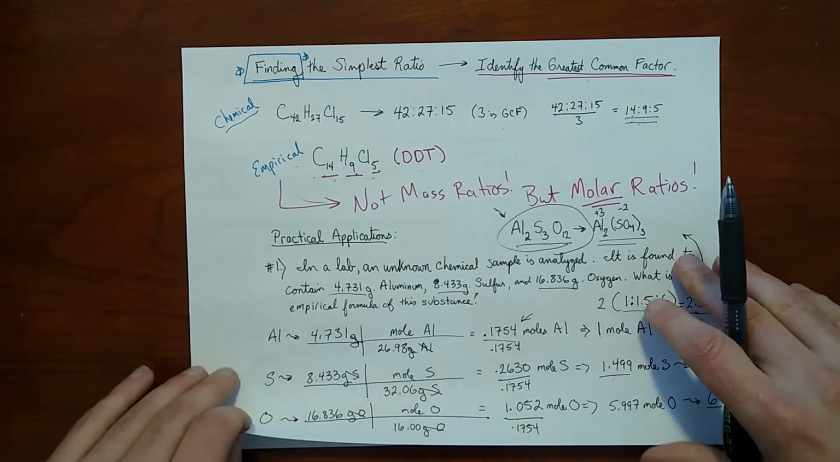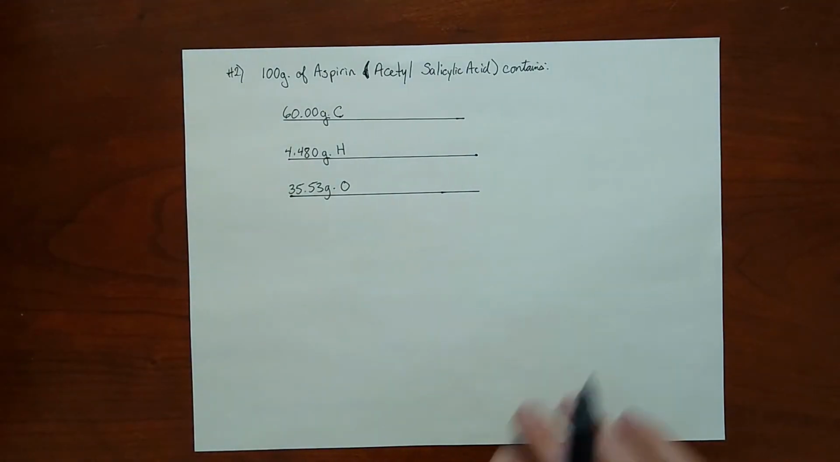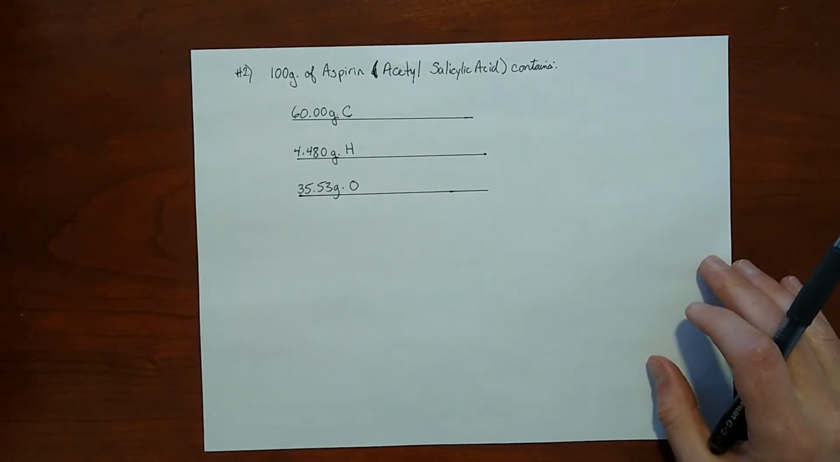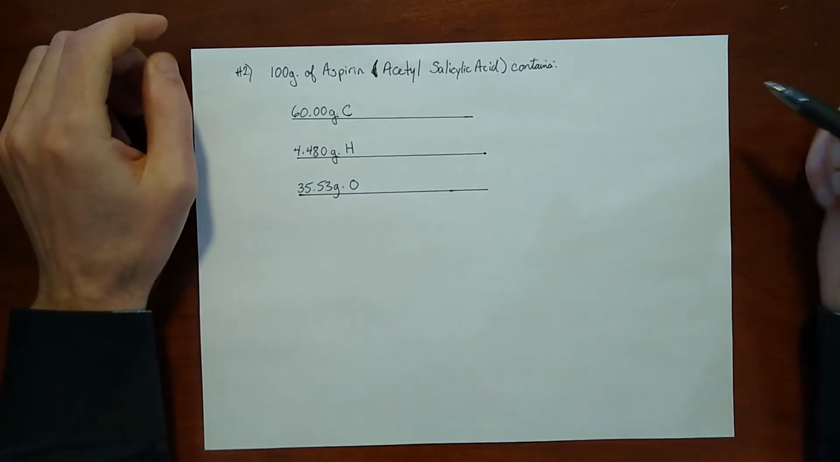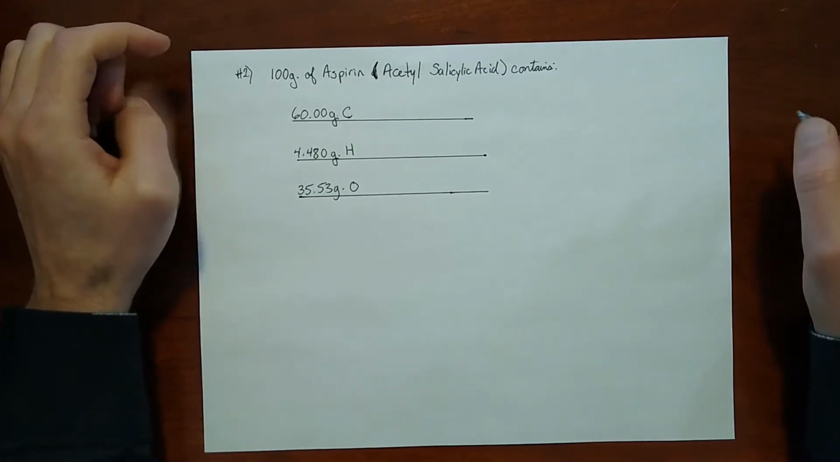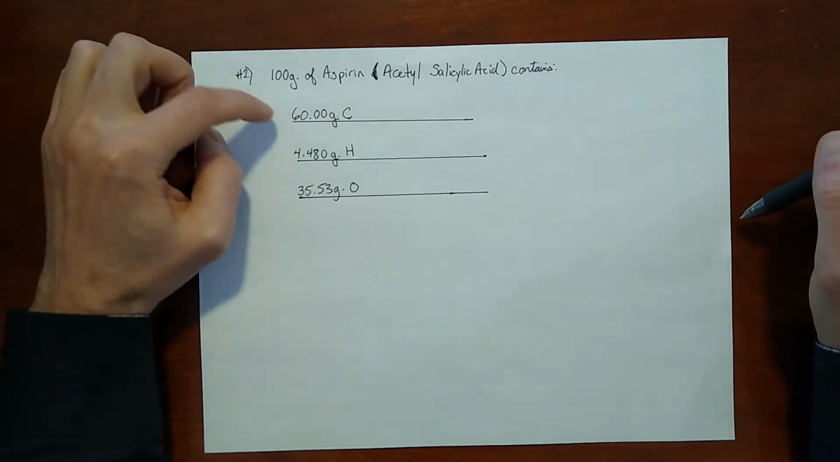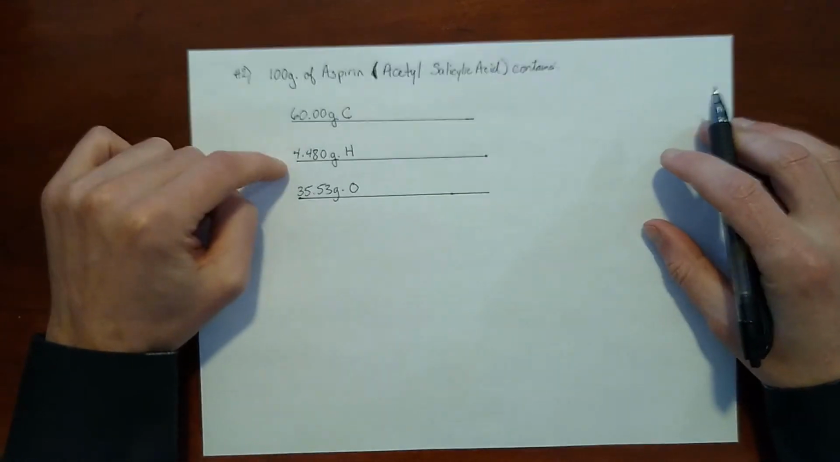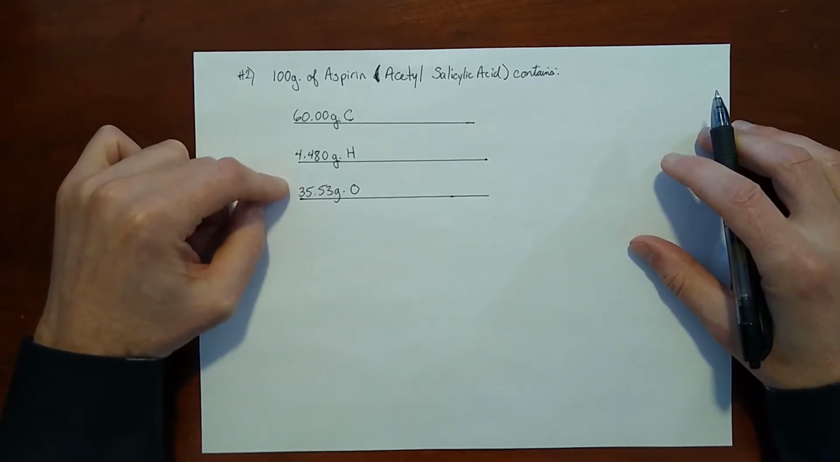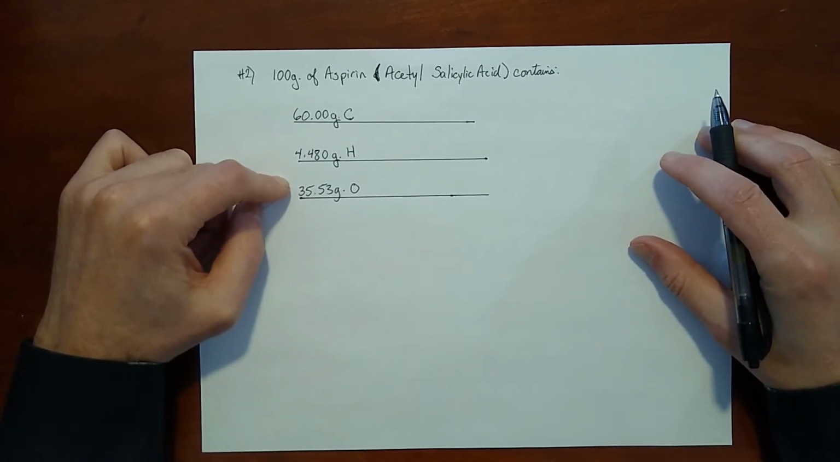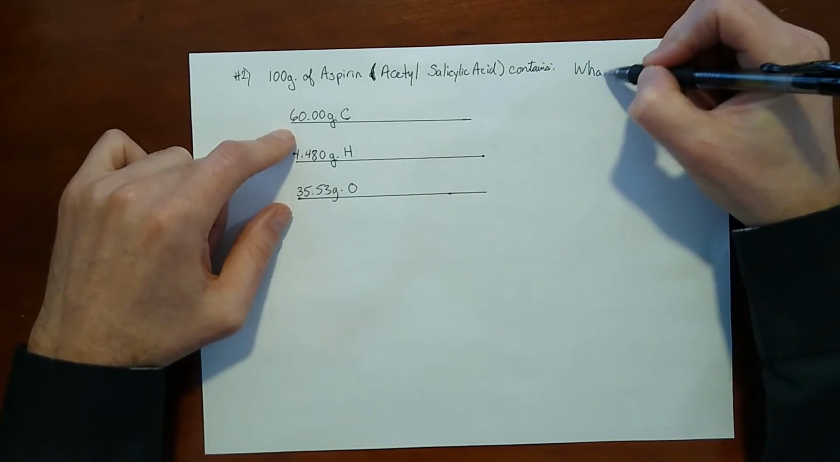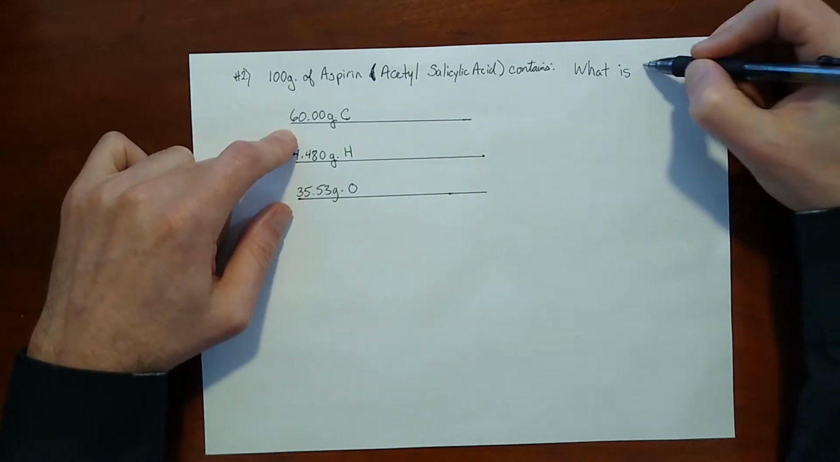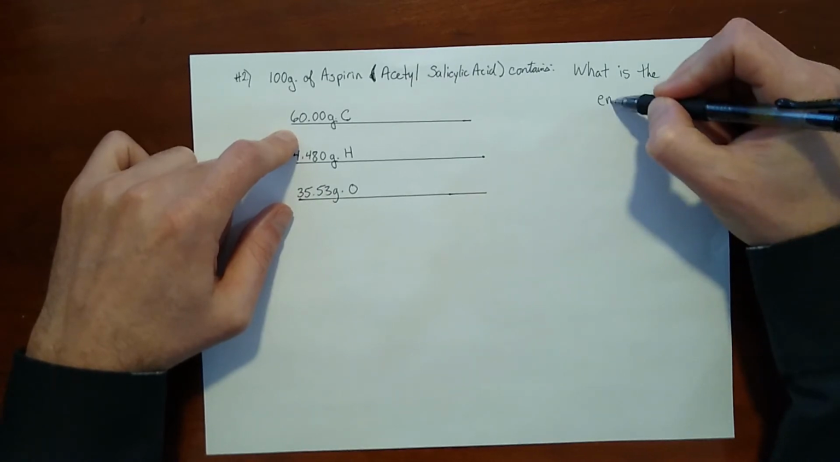Okay, let's look at one more example. Acetylsalicylic acid is the chemical name for the compound in aspirin. 100 grams of aspirin contains 60 grams of carbon, 4.480 grams of hydrogen, and 35.53 grams of oxygen. Okay, what is the, I forgot to write the question, what is the empirical formula for aspirin?